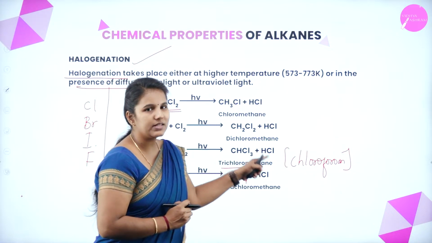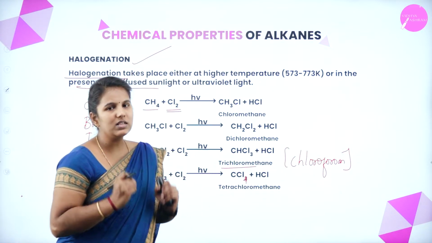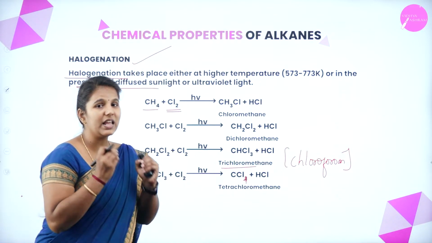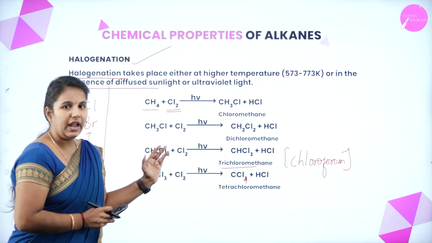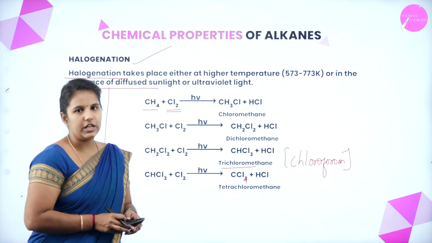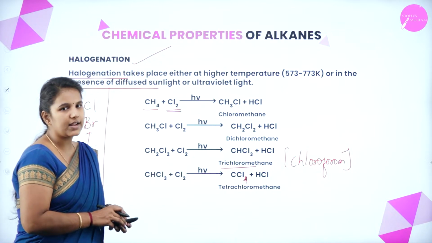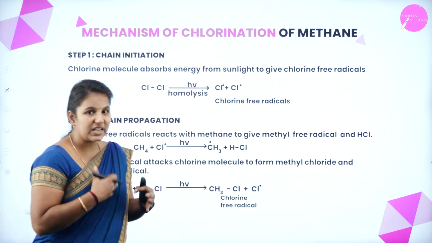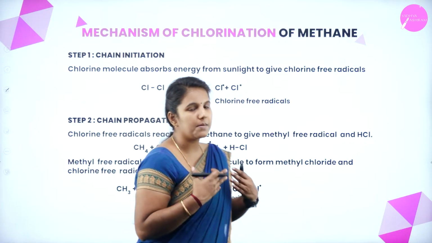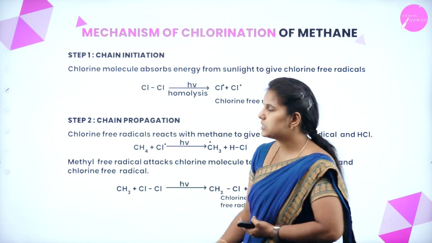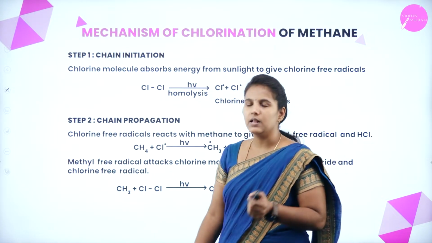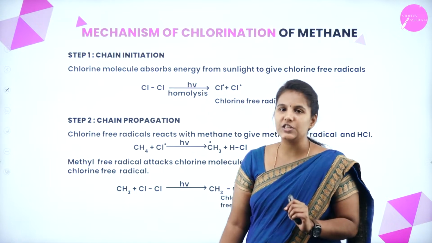Tetrachloromethane and HCl will be formed. This is how we can easily prepare the alkane by doing halogenation. We can understand this reaction by taking the steps involved in this mechanism. The first step of this mechanism is the chain initiation.